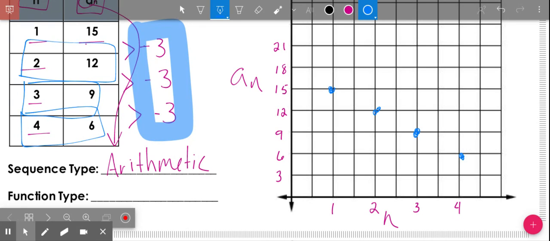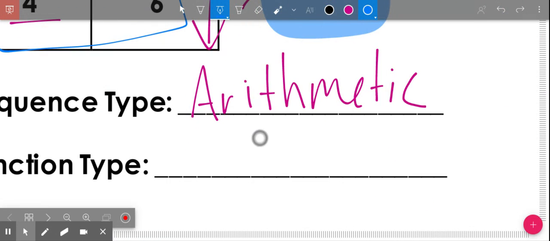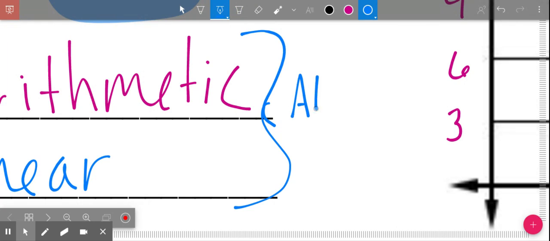We do not connect the points because sequences just refer to specific terms, so specific numbers, so we don't actually connect them. The very last thing we're looking at is what type of function is this? If I were to connect them, we're not going to, but if I did, it would give me a nice straight line. Anytime we have a nice straight line, we know that that's going to be linear. So anytime our sequence is arithmetic, it's also going to be linear. Those two always go together.